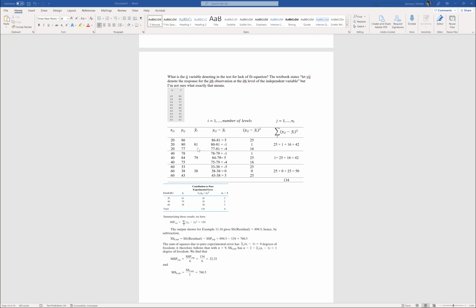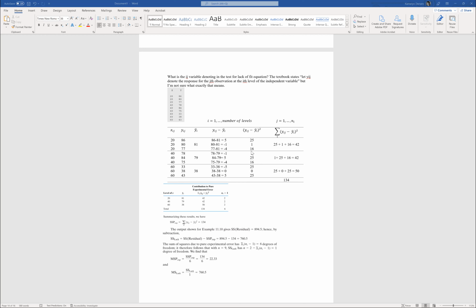every observation, subtracting the mean. So we get 86 minus 81, 80 minus 81, 77 minus 81, 78 minus 79, 84 minus 79, 75 minus 79, 33 minus 38, 38 minus 38, 43 minus 38. That's where you get your 5, -1, -4, -1, 5, -4, -5, 0, 5. From there, we can square each of those values. 5 squared is 25, -1 squared is 1, -4 squared, 16. -1 squared, 1, 5 squared, 25, -4 squared, 16. -5 squared, 25, 0 squared, 0, 5 squared, 25.